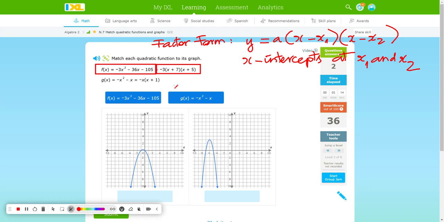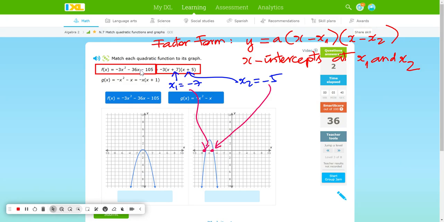So here we go. We can see right here the x1 happened to be -7, and from there you can see the x2 happened to be -5. This one is -7 and this is -5 right there. So I can see this graph matching with this.